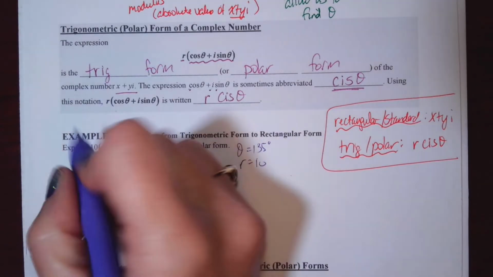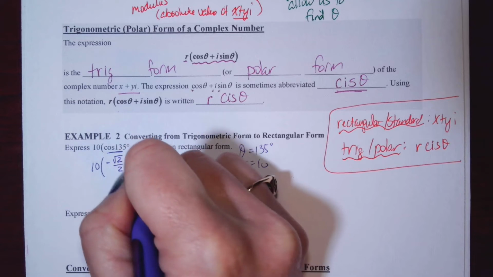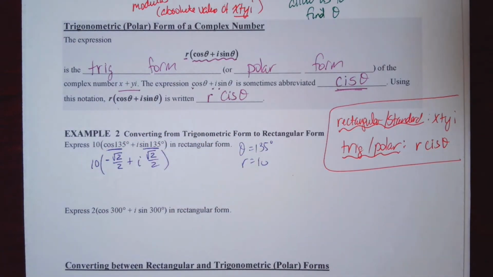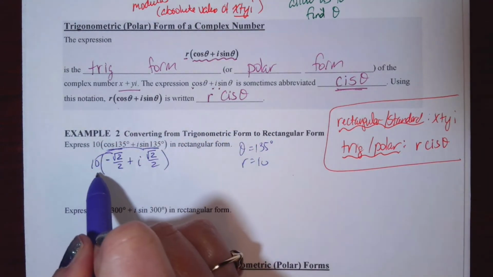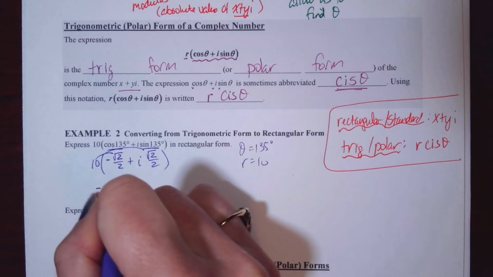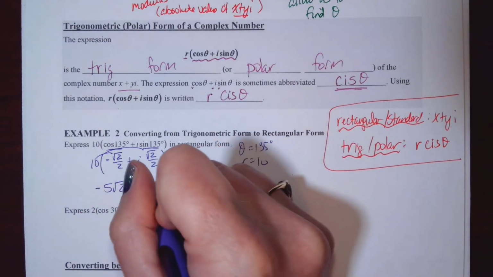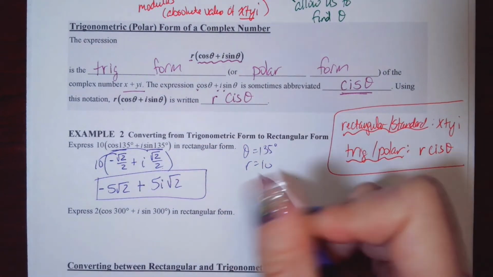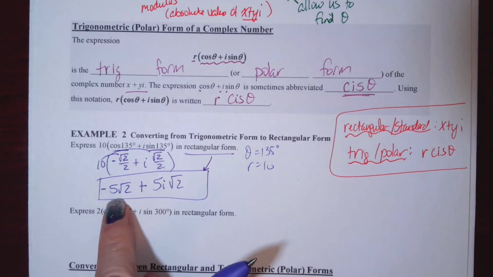So I'm going to plug in what I know. I've got 10 times a negative square root 2 over 2 plus i times that positive square root 2 over 2. And then algebraically, I distribute. So when I distribute the 10 here, it's going to reduce, and I have a negative 5 square roots of 2 plus a positive 5i square root 2. And now I'm in my rectangular form, x plus yi, or a plus bi.